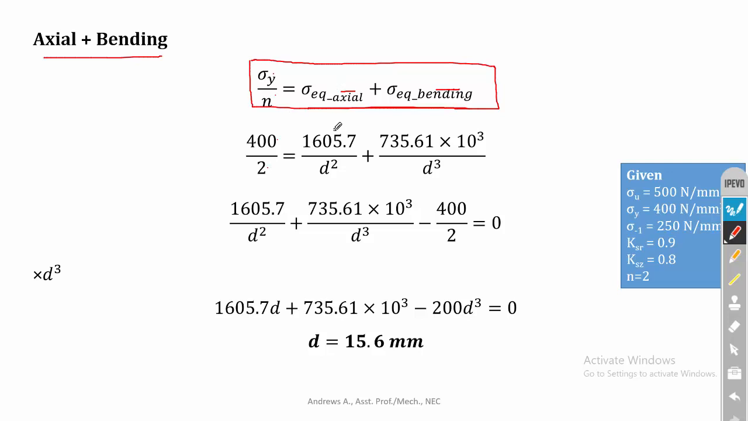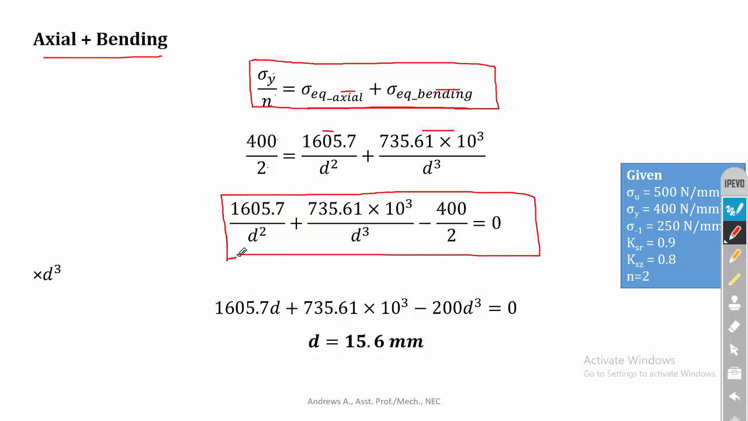Sigma equivalent axial we have calculated. Sigma equivalent bending we have calculated. So you can substitute that. Now I am going to bring this 400 by 2 to the left hand side. So this is the equation you will get. Now we have to solve this equation.